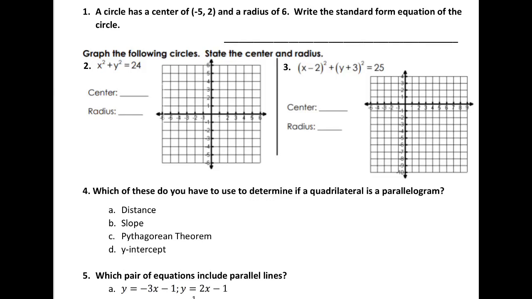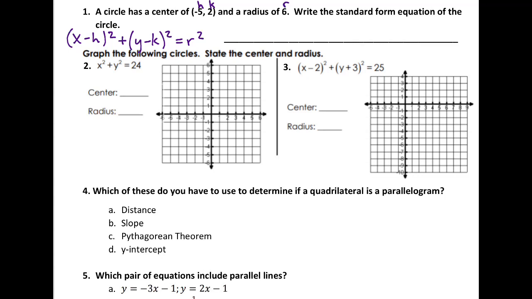Recall that the standard form for a circle is (x - h)² + (y - k)² = r². So when they give you information that the center is at (-5, 2), well, this is your h and this is your k, and then your radius, which is r, is 6.